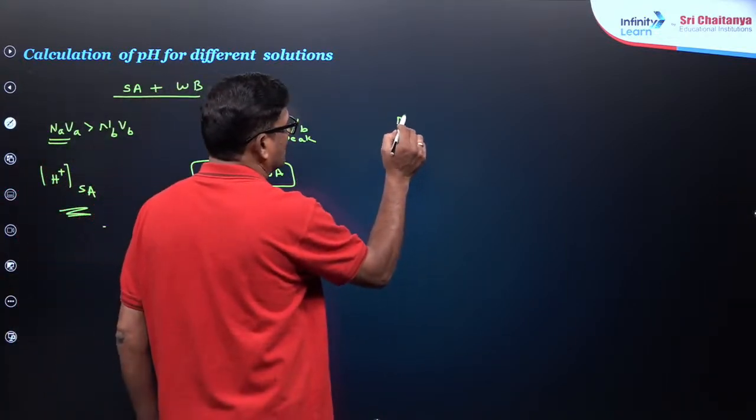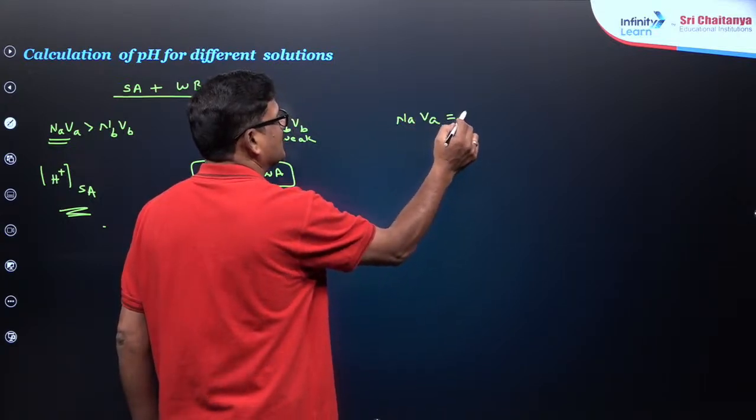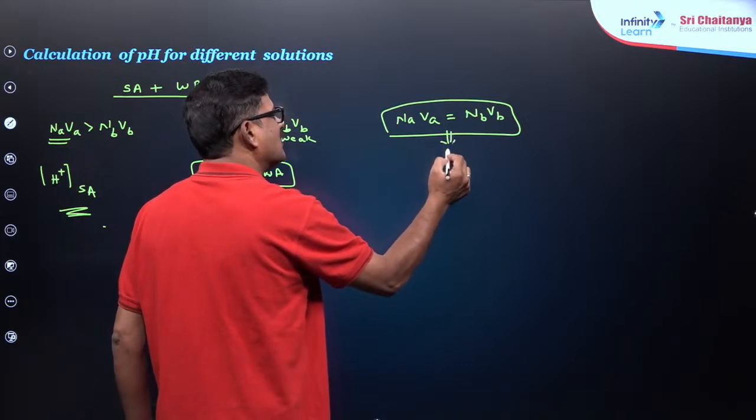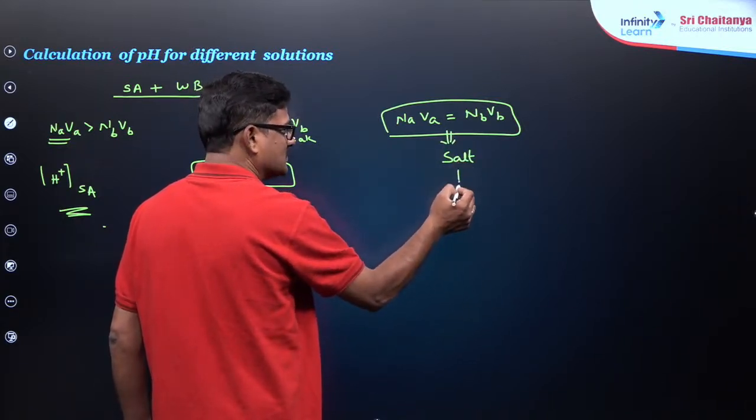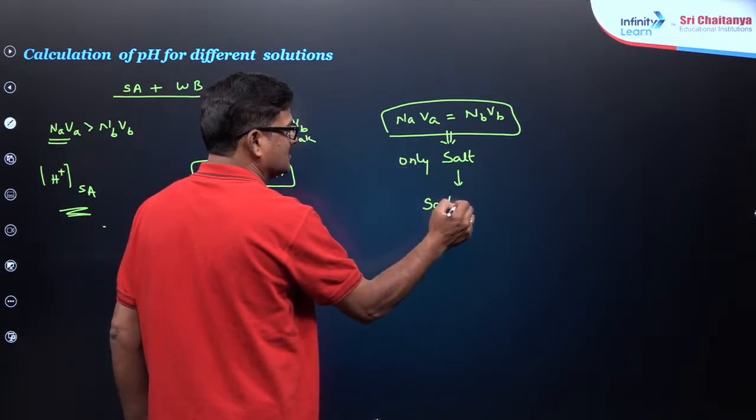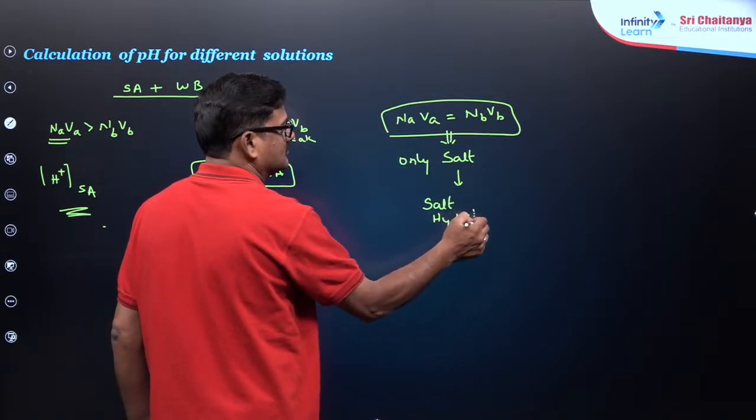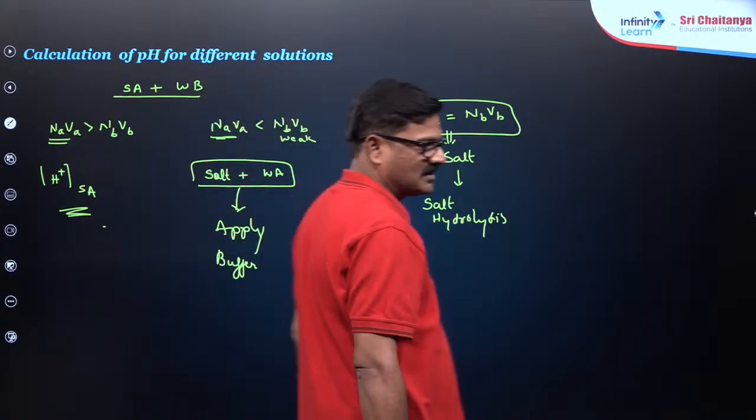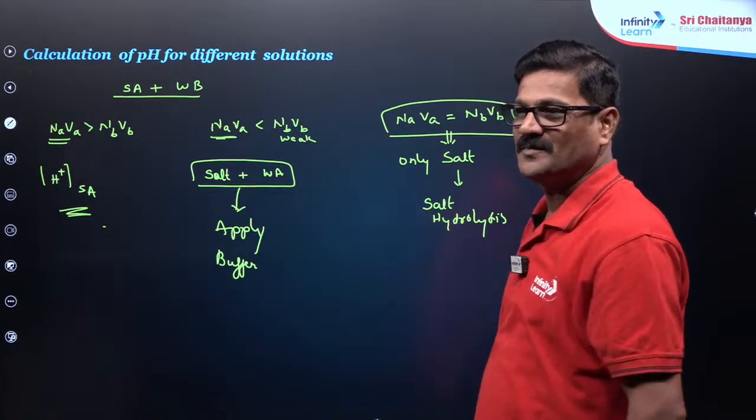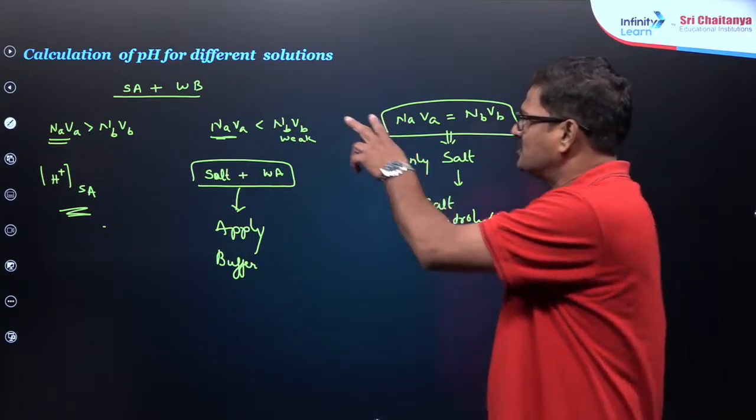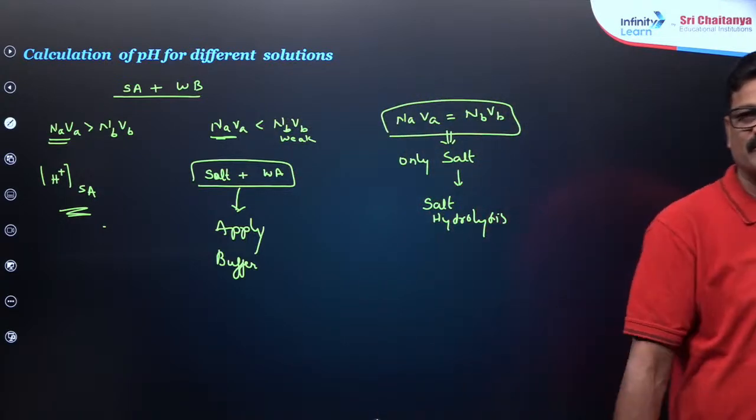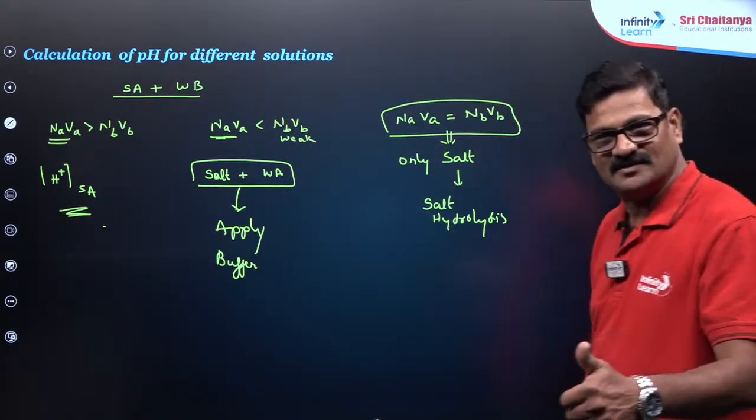If the normality and volume of the acid is equal to the normality and volume of the base, then only salt is going to be formed. When this salt is formed, you are going to apply salt hydrolysis. Which case has to be used, everything is given in this. Similarly, you change this combination. Got it? Clear?